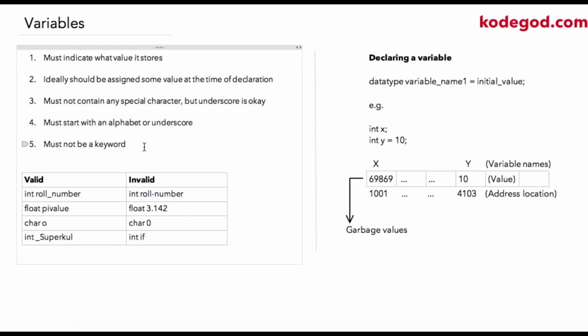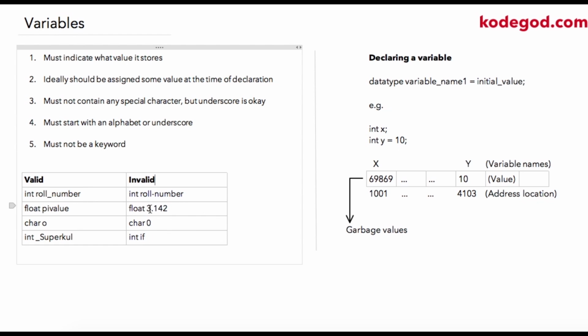So obviously you cannot have a variable name as int, float or char. These are all special keywords which cannot be used as a variable name. These are valid variable names, like roll number, pi value, O, underscore super cool. These are valid variables, but these are a few invalid variables. So roll dash number, why is this invalid? Because it has a dash and we cannot use special symbols apart from underscore.